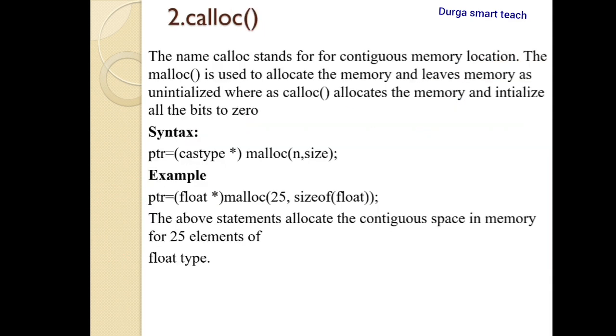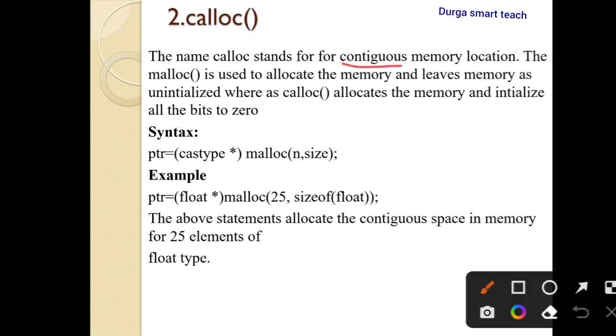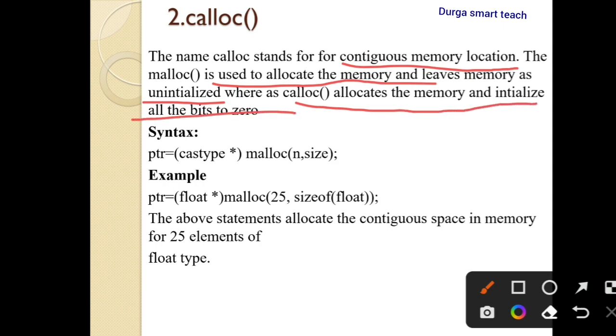Next, calloc. Calloc is used to allocate multiple blocks of memory. Here calloc stands for contiguous memory locations. The malloc is used to allocate memory and leaves the memory uninitialized, whereas calloc allocates the memory and initializes all bits to 0. So all the bits in calloc allocation are initialized to zeros.